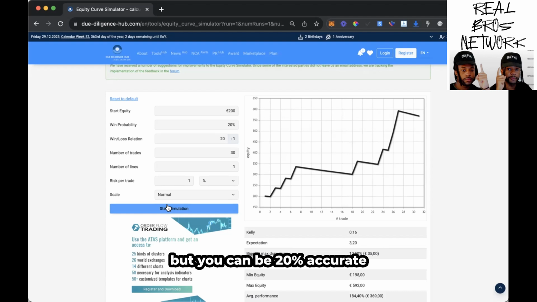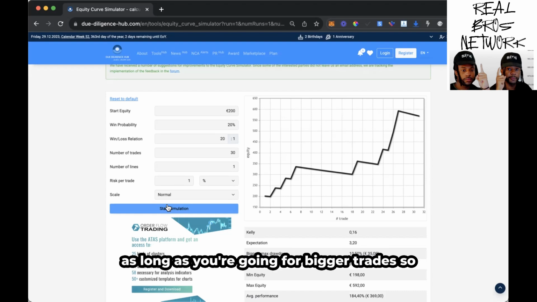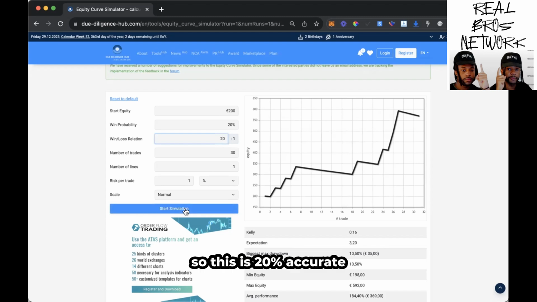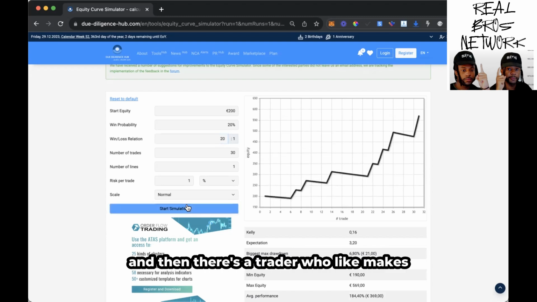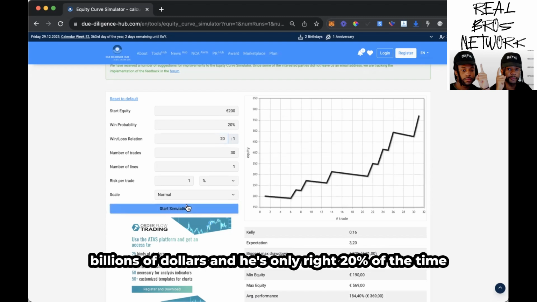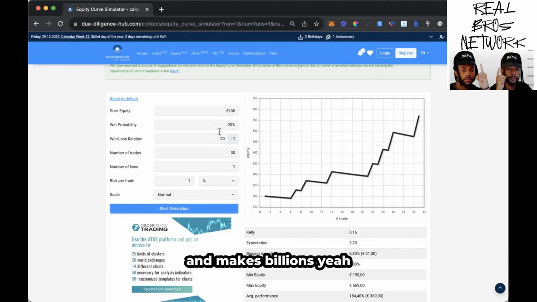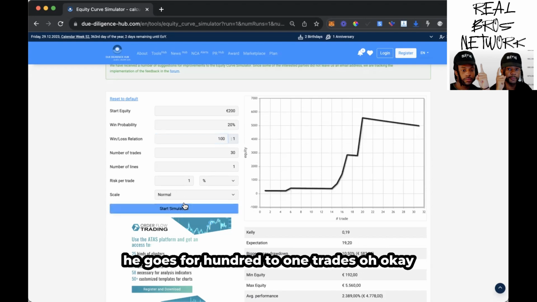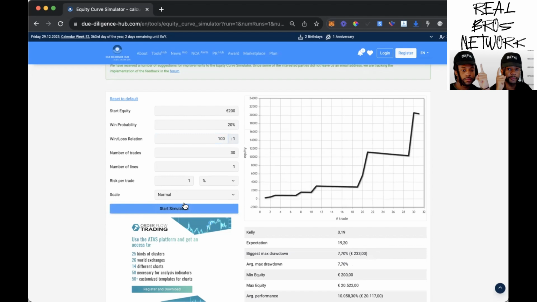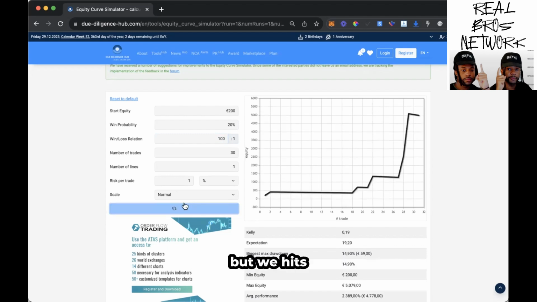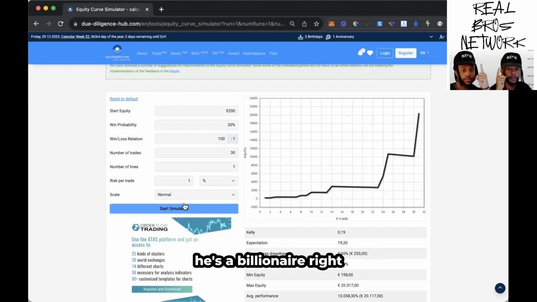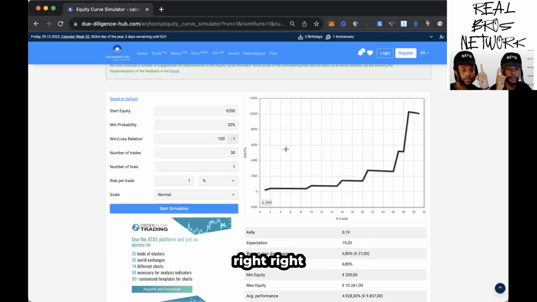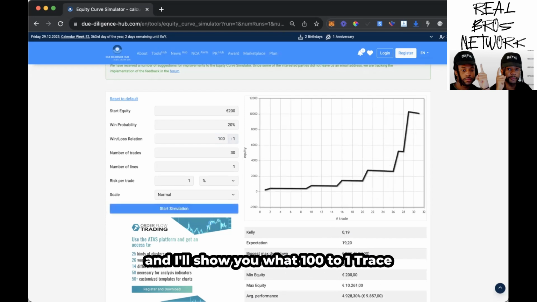But you can be 20% accurate as long as you're going for bigger trades. There's a trader who makes billions of dollars and he's only right 20% of the time. And makes billions? Yeah. He goes for 100-to-1 trades. He has his losses, but when he hits, he hits it out the park. He's a billionaire trader. And I'll show you what a 100-to-1 trade looks like, so I'll go back into the charts right now.